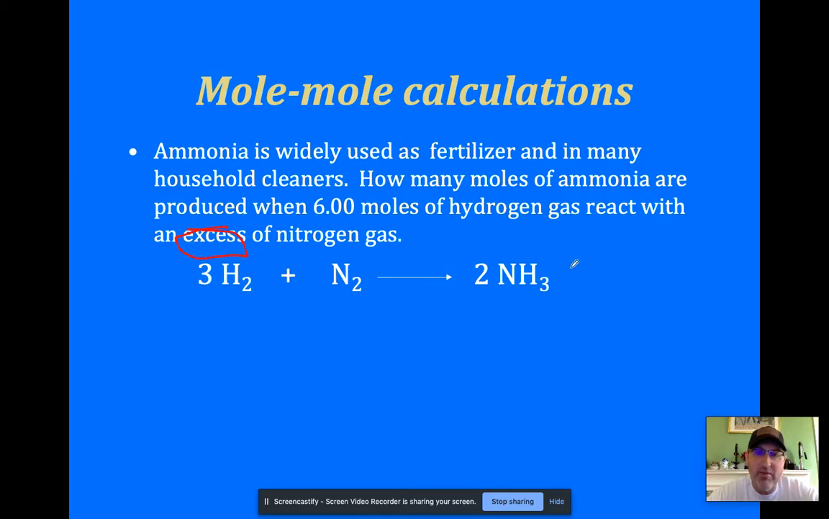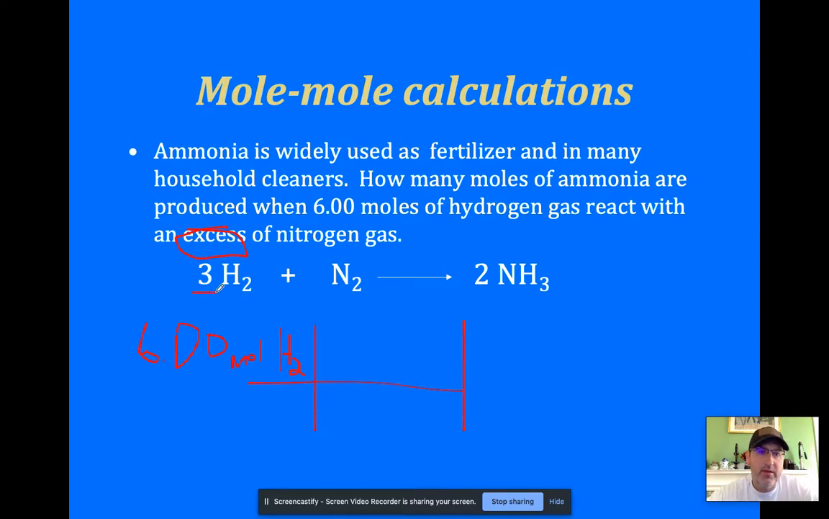So we want to know how many moles of ammonia. And this is ammonia right here, if you didn't know. And if you weren't sure, this is hydrogen, this is nitrogen. There's only one thing left. That has to be the ammonia. Okay, so we have 6 moles of H2.